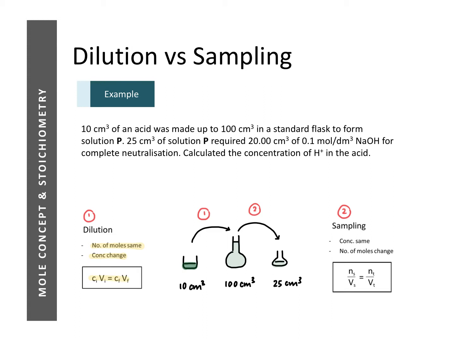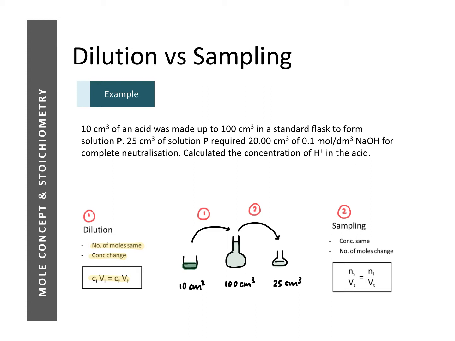C stands for concentration, V stands for volume, I stands for initial, and F stands for final. So the concentration of the initial solution, or the initial concentration times the initial volume, is equal to the final concentration times the final volume. Now next for sampling, essentially we are taking a small fraction of a solution.